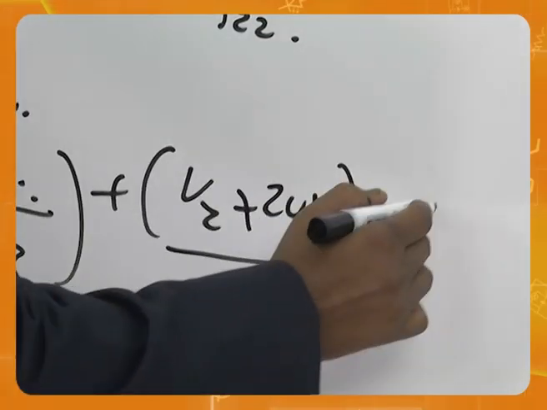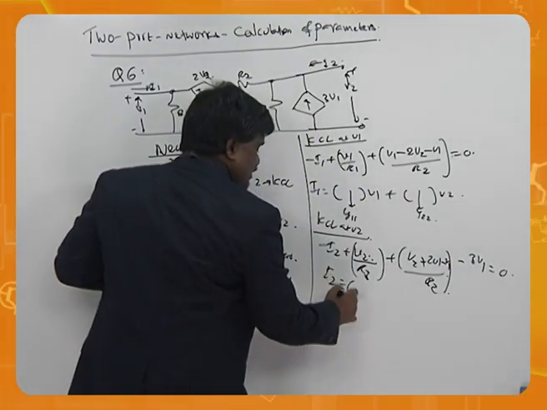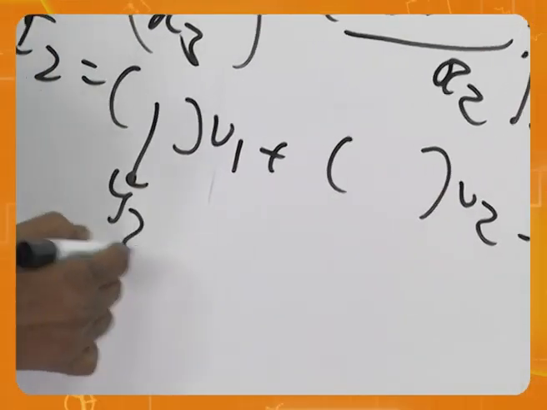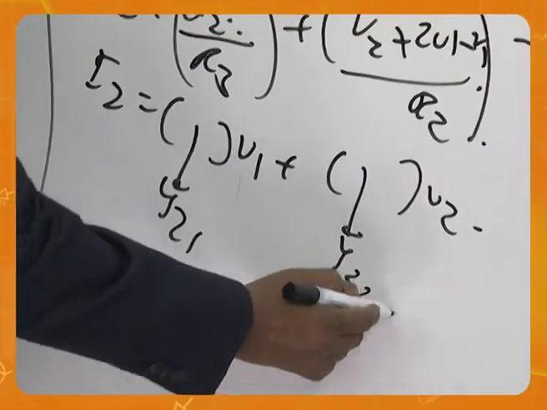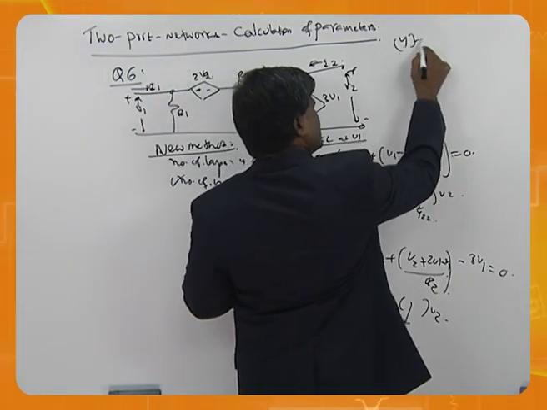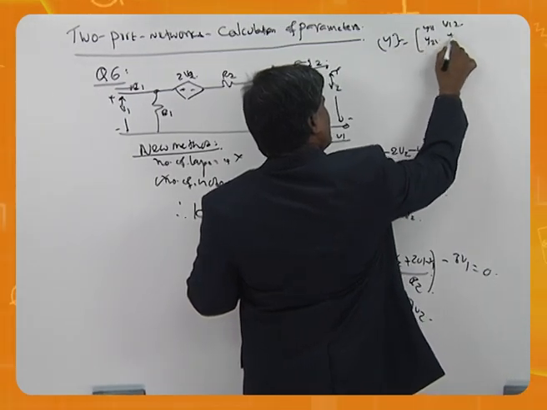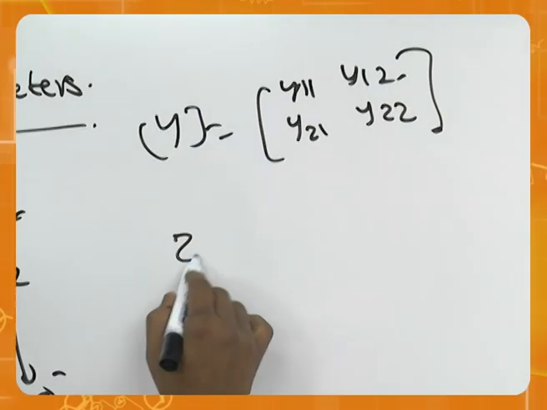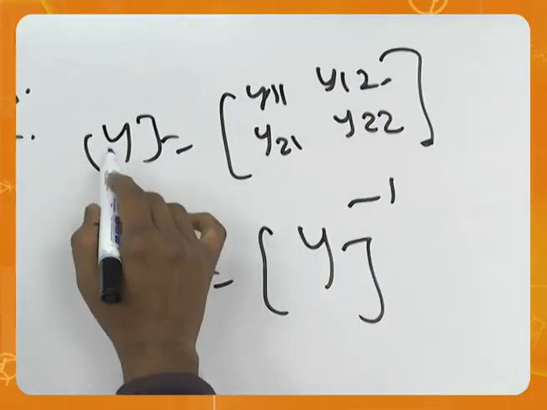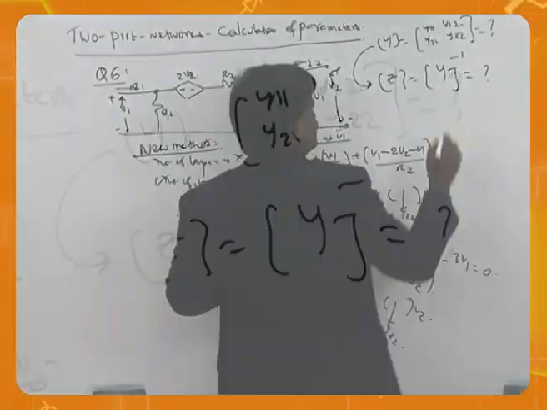Another thing is also here, minus 3V1 is equal to 0. So arrange this as something into V1, something into V2. This will be Y21, Y22. So at the end you are going to say Y matrix consists of Y11, Y12, Y21, Y22. Therefore, Z matrix is Y inverse. So calculate this one, and from there calculate this.